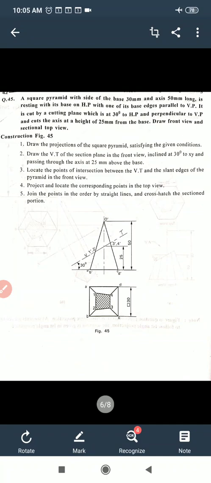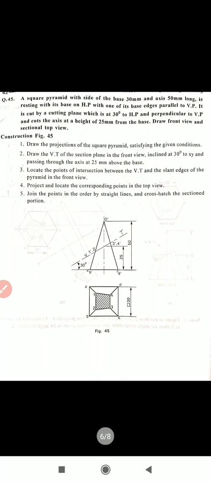A square pyramid with side of the base 30 mm and axis 50 mm long is resting with its base on HP with one of its base edges parallel to VP. That is the condition. So that it is cut by a cutting plane which is at 30 degrees to the horizontal plane and perpendicular to the vertical plane, and cuts the axis at a height of 25 mm from the base, not from the apex, from the base. Draw front view and sectional top view. He is asking only two views, that is front view and top view.